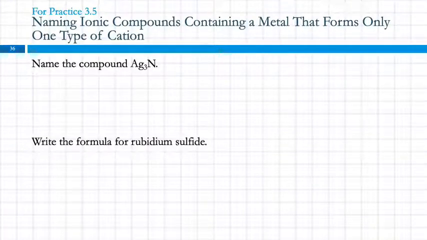So let's do a couple of examples here. So name this compound, Ag3N. Well, first of all, is it an ionic compound? Yeah, because silver is a metal. I already gave that away. The element that has the symbol Ag is silver. So we start with silver, and then we ask ourselves, does it need a Roman numeral? Is it in groups 1A, 2A, 3A, zinc, or silver? Yeah, it's silver. No Roman numeral. Okay, done with that. The other element is nitrogen. What do I change its name to? Nitride. So this is silver nitride.